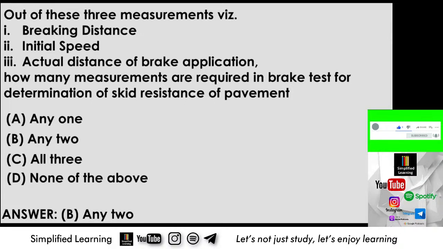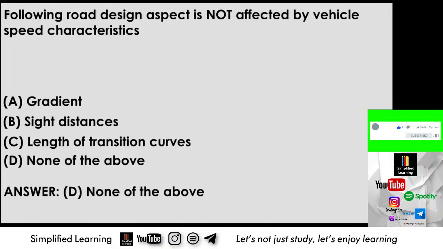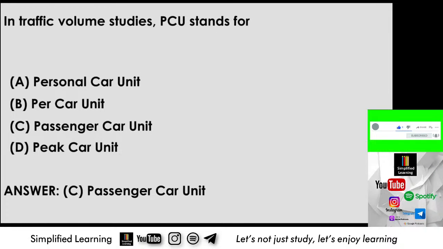Out of these three measurements, that is braking distance, initial speed, and actual distance of brake application, how many measurements are required in a brake test for determination of skid resistance of pavement? Any two of the given three are required to determine the skid resistance in a brake test of a pavement. Which road design aspect is not affected by vehicle speed characteristics? Neither the gradient, nor the sight distance, nor the length of transition curve is going to be unaffected; so none of the given road design aspects is unaffected by vehicle speed characteristics. In traffic volume studies, PCU stands for passenger car unit.